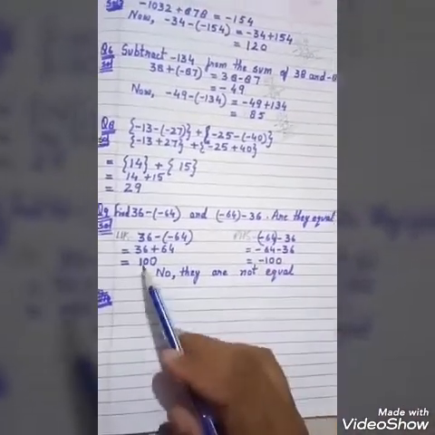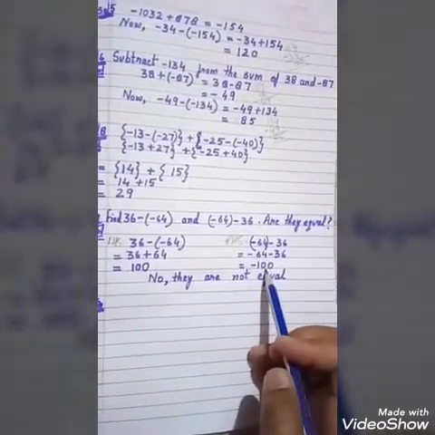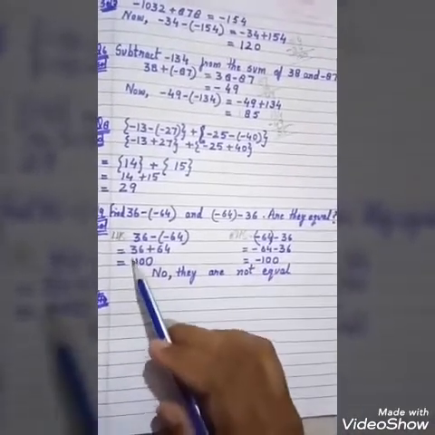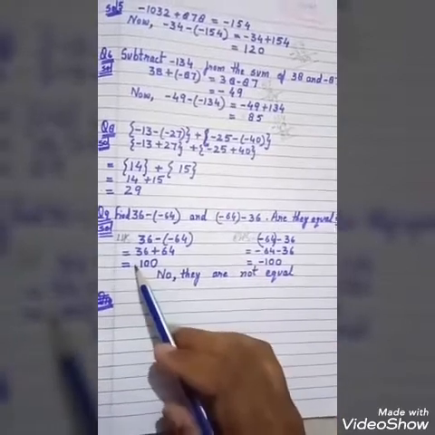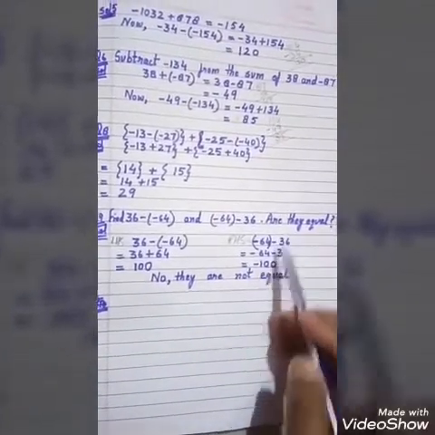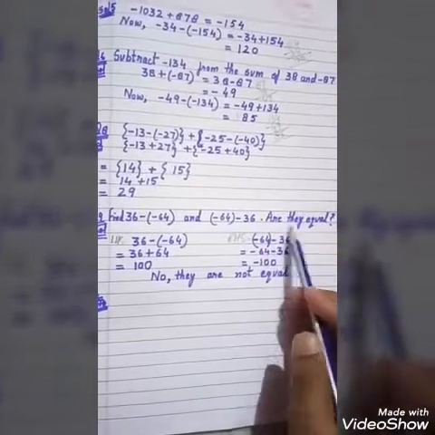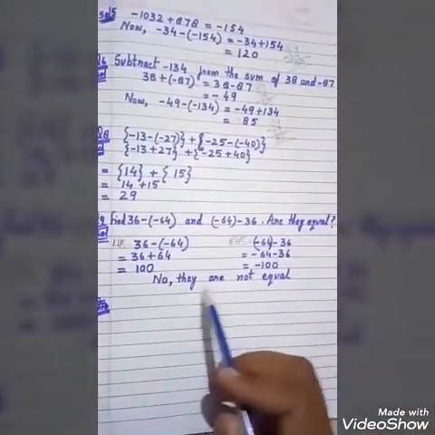Now, are these LHS and RHS the same? No, because the sign is not the same: this is plus 100 and this is minus 100. So are they equal? We will write no, they are not equal.